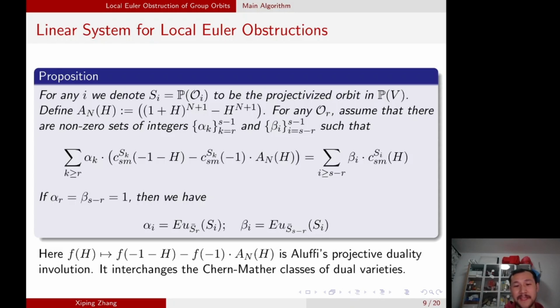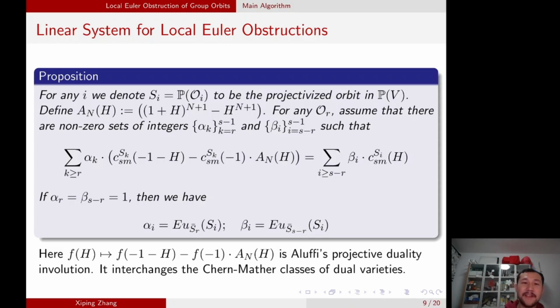Aluffi proves that such duality actually interchanges the Chern-Schwartz-MacPherson class from a variety X to its dual variety. And from his result, one can see that the local obstructions of the objects SR and the dual objects S minus R of course satisfy this equality here.